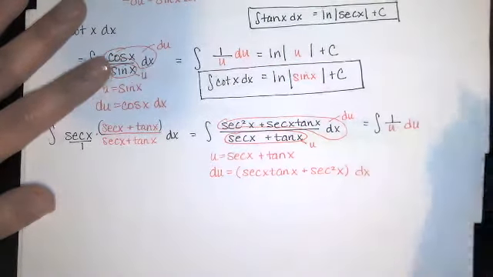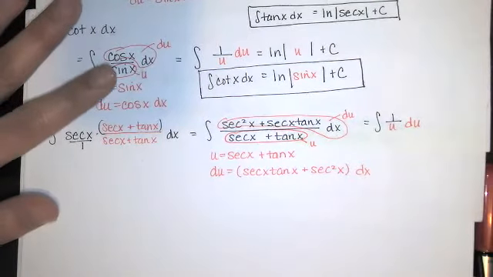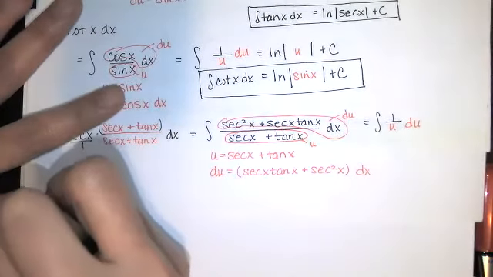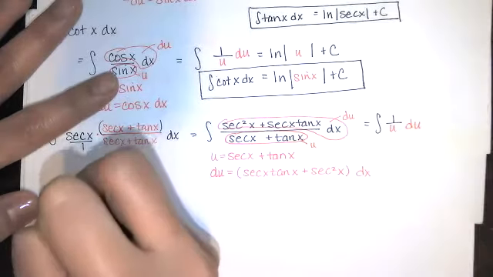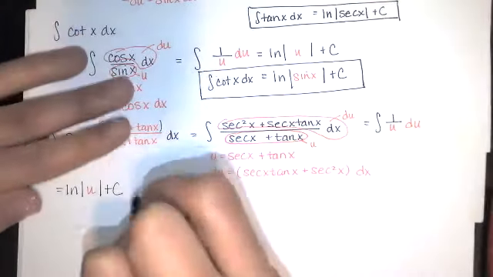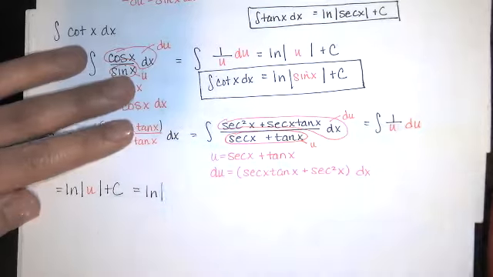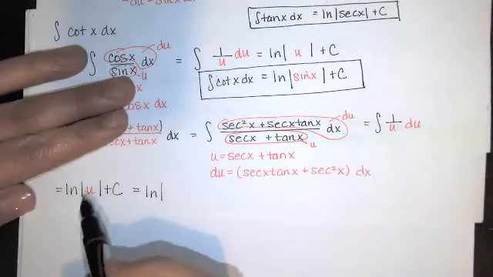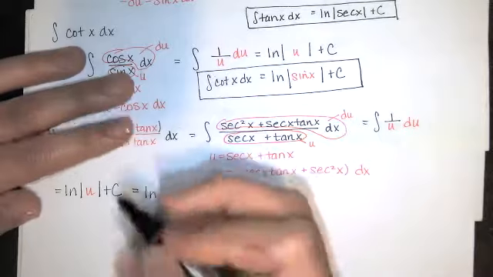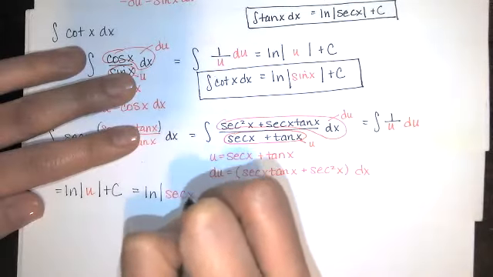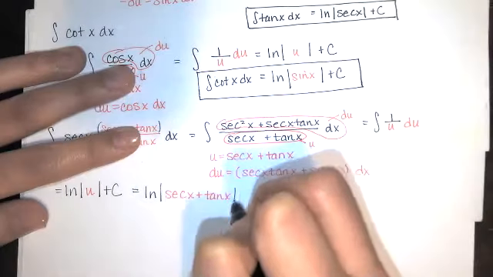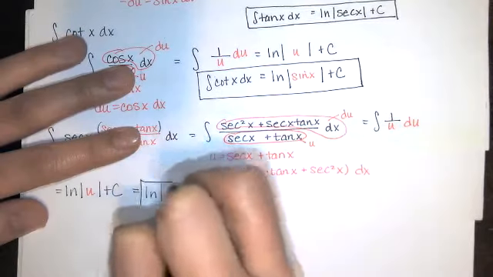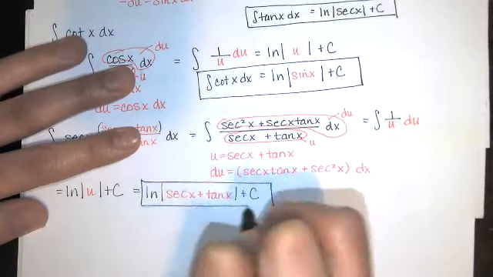And we know the antiderivative of 1 over u is natural log of the absolute value of u plus c. And then we evaluate this at secant of x plus tangent of x. So we replace u with secant x plus tangent x. Then we add c. And that's it.